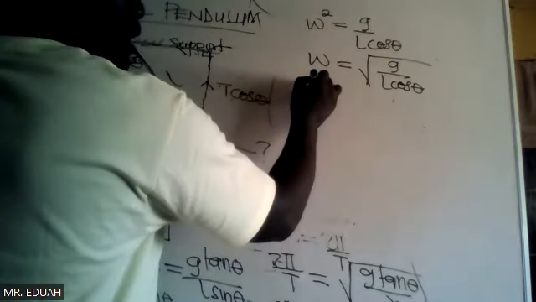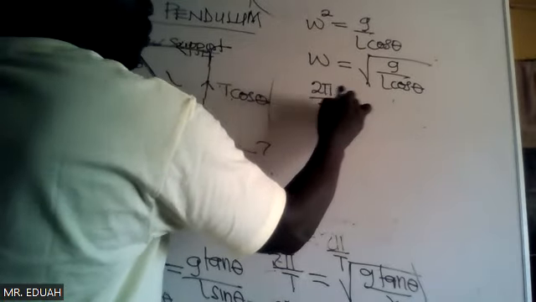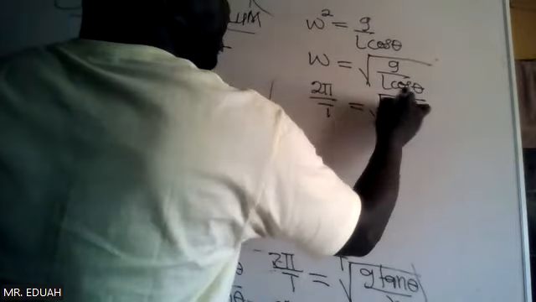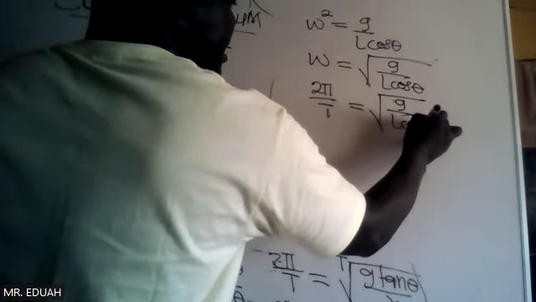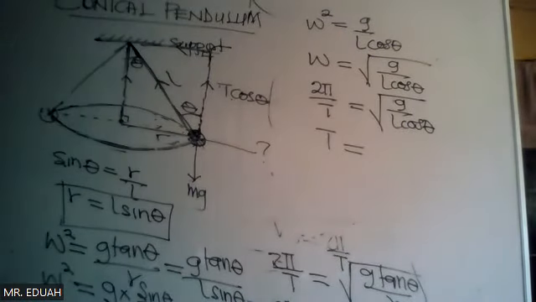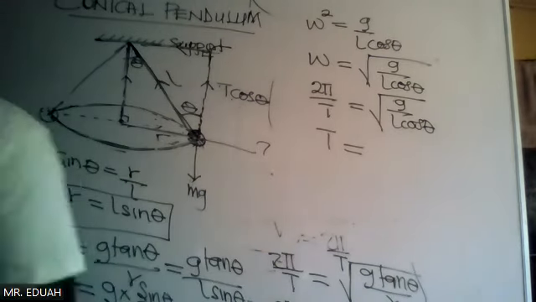Then 2 pi over T, when we equate to this, we have g on L cos theta. Please help me make T the subject from this. Put pen on paper, make T the subject, and then report to me.